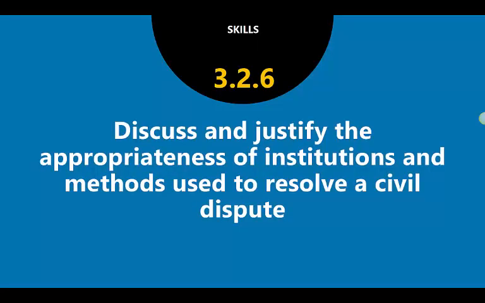The skill here is to discuss and justify the appropriateness of institutions and methods used to resolve civil disputes. So obviously get rid of the institutions part. Discuss and justify the appropriateness of methods used to resolve a civil dispute. This is an interesting one. So I think our likely outcomes in terms of questions are part B of the exam, which will be case studies, as we know. Likely some civil case studies and potentially some longer response questions around which dispute resolution method would you use and why. Justify that, discuss that, hence the justify here and the discuss.